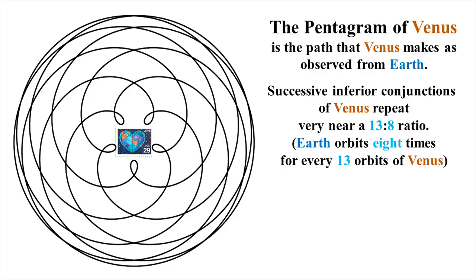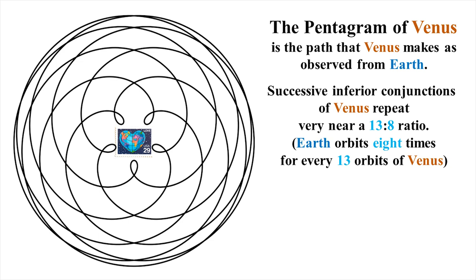Beautiful. There is some beautiful logic and thought that went into the elliptical orbits of the different planets. And then they end up forming these beautiful geometric shapes. Okay? And with Venus, the successive inferior conjunctions of Venus repeat very near a 13/8 ratio. 13 and 8 are both Fibonacci numbers, right? In other words, the Earth orbits the Sun 8 times for every 13 orbits of Venus.